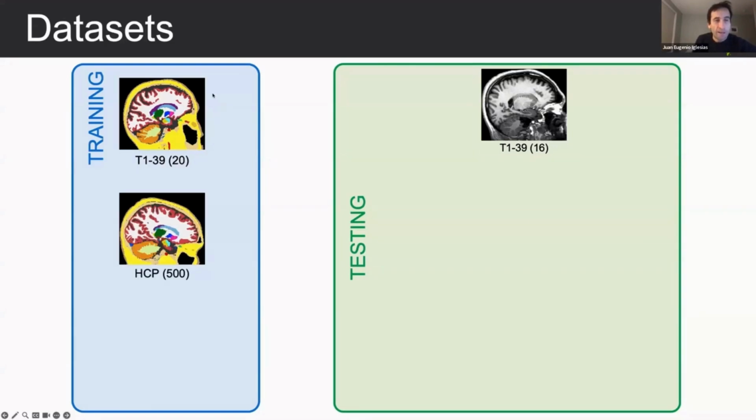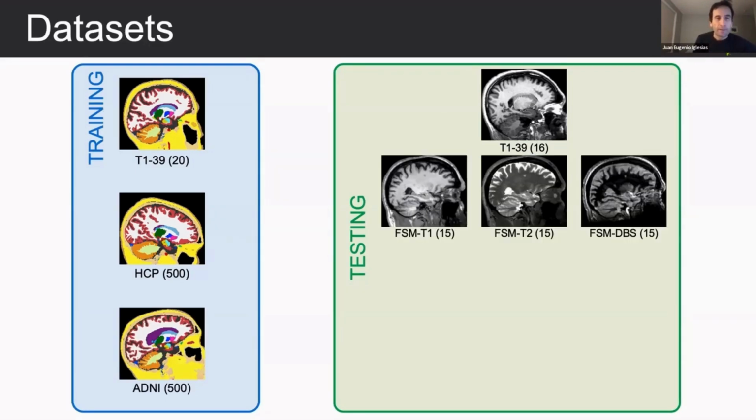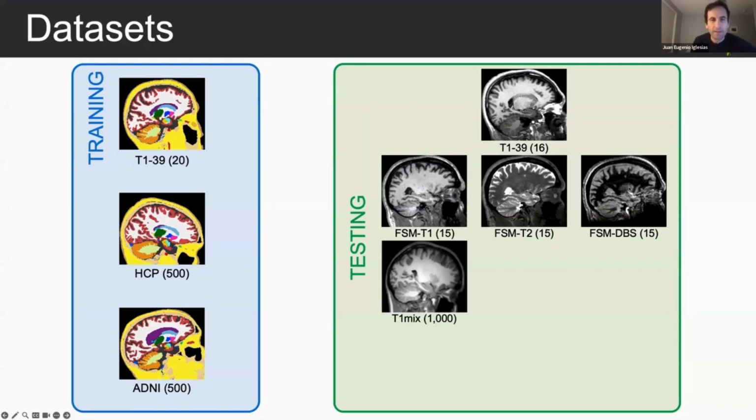We also train on the 500 scans from HCP, like I said earlier. That gives us more variability in younger people, and then 500 from ADNI, more variability in older people. For testing, we have a bunch of 1 millimeter isotropic datasets. There is this FSM FreeSurfer maintenance dataset that has 15 cases. It's not a lot, but the nice thing is that we have T1s, T2s, and these DBS sequences. So you can see how things work for different contrasts.